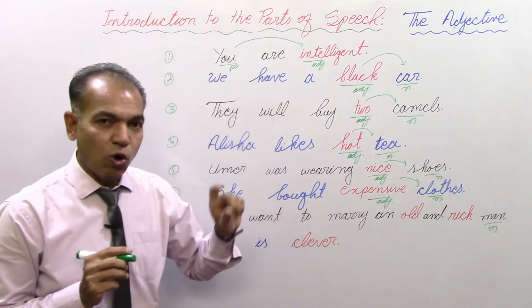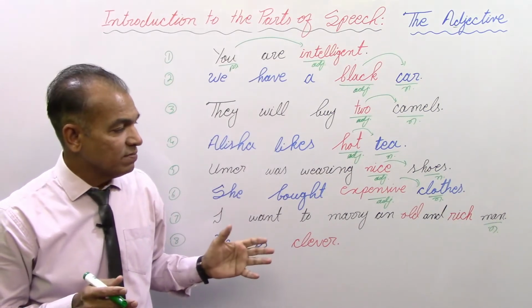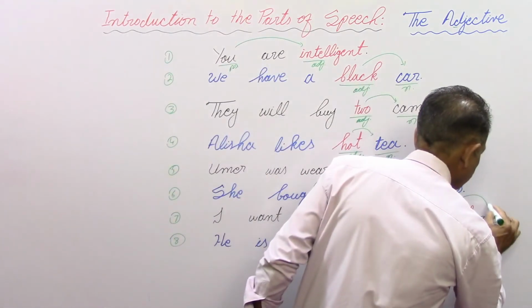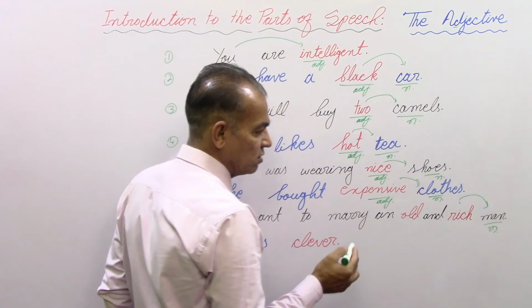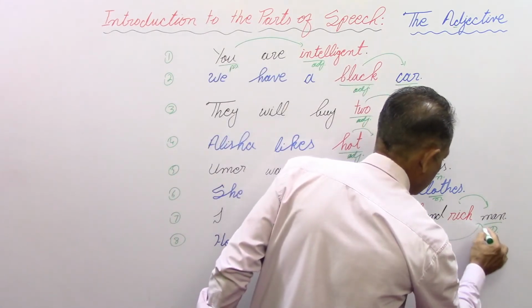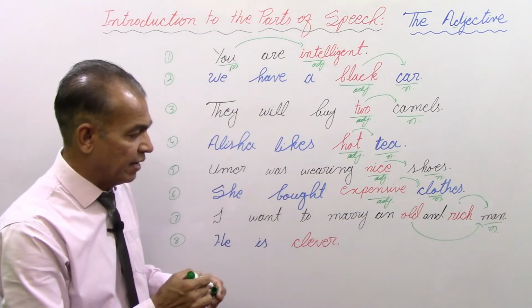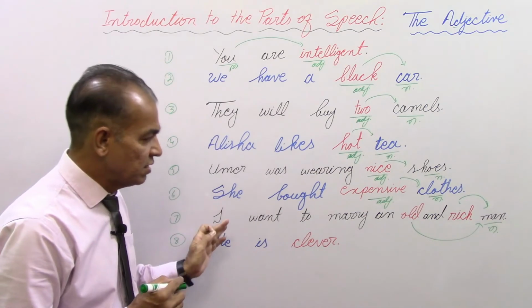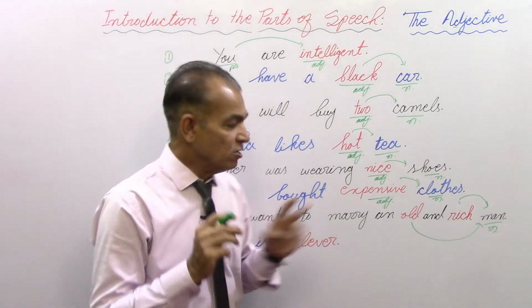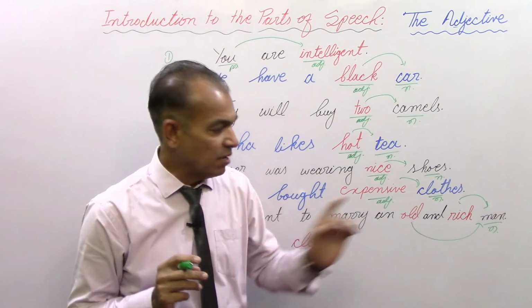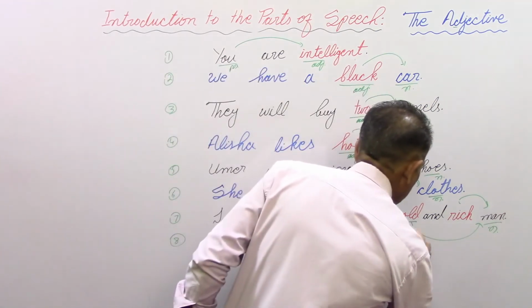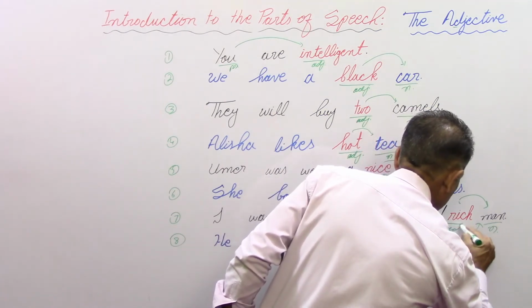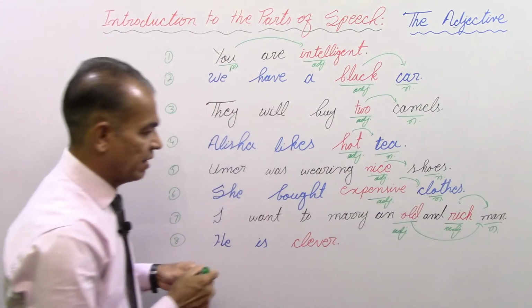So these two words, old and rich, are telling us something extra about the man. Rich has told us something extra about man, and in the same way, old is providing us extra information about the man, what kind of man she wants. She wants an old and rich man. So these two words are providing extra information about the man. It means that old is an adjective and rich is also an adjective. Why? Because both words are providing extra information.